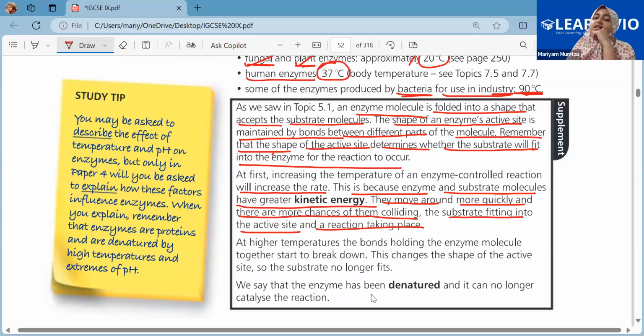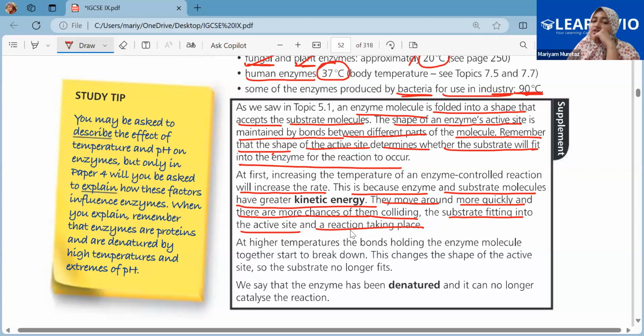So as we increase the temperature, the kinetic energy increases. Kinetic energy is with respect to the motion. So as the motion is increasing, now the substrate is coming quickly to bind to the enzyme, or to bind to the active site, which is causing the rate of reaction to increase.